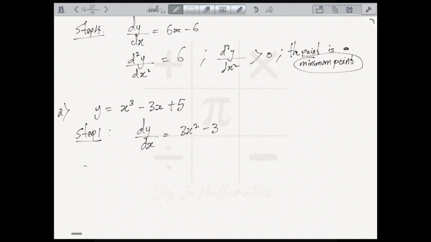Now in step 2, we set dy/dx to be equal to 0. Therefore we are saying 3x² - 3 = 0. Now if we solve this via the quadratic formula, we will have two values of x. We will have x = 1 and x = -1.